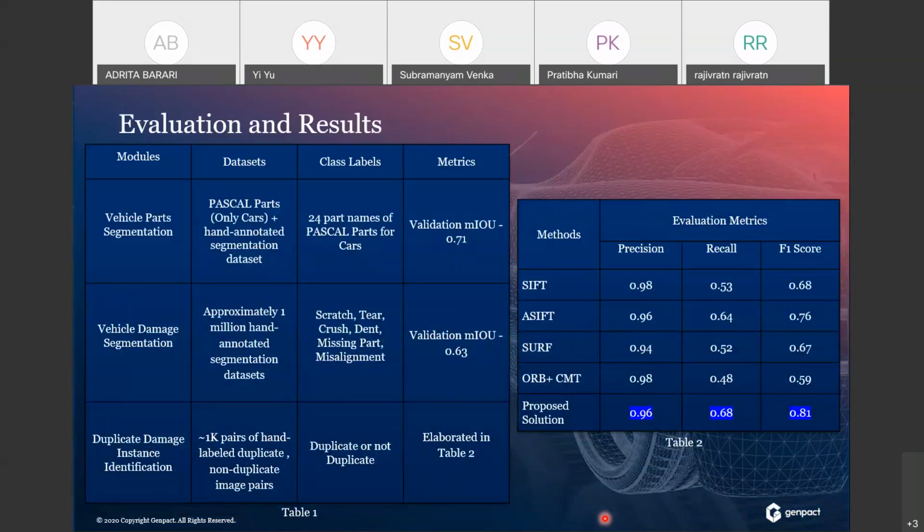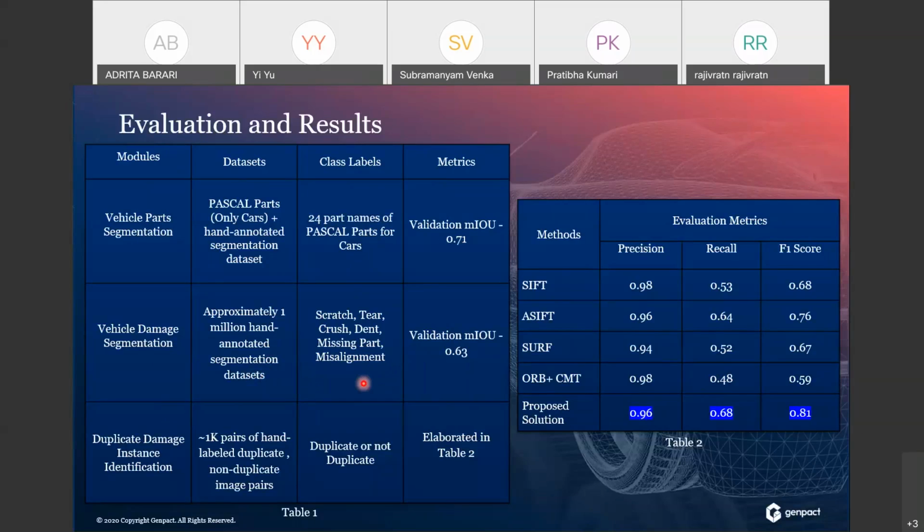Sure. I'm almost towards the end, and the evaluation results are for the different modules: vehicle path segmentation, damage segmentation, and duplicate damage instance identification. Here we have used the open source Pascal parts dataset. We have class labels of 24 parts, and the metric that we are using is validation MIOU, which has come around to 0.71. For the damage segmentation, again, we have hand annotated data sets.